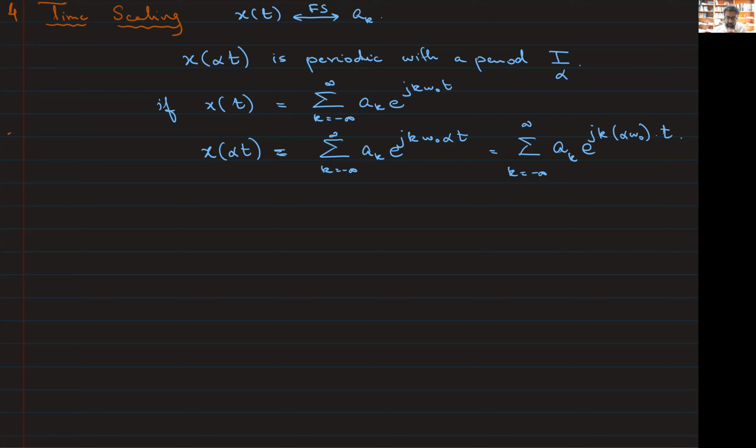So the conclusion that we have here is that with time scaling, the Fourier series coefficients have not really changed. The frequency in the representation does change, in the sense that the frequency is either scaled up or scaled down because of that scaling, but the Fourier series coefficients remain the same. So with time scaling, the coefficients themselves do not change.